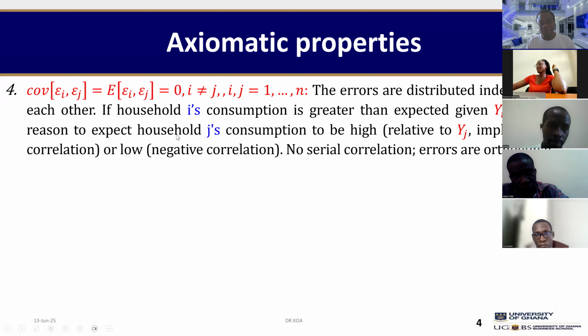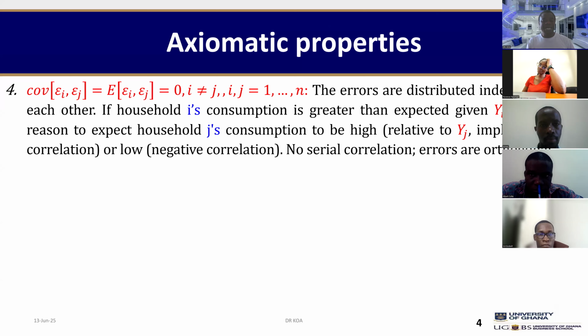It does. If a household's consumption is greater than that of the income, there is no reason to expect the household's consumption to be high relative to that of the income, okay, or low. In other words, this situation says that there is no serial correlation. In other words, the errors are orthogonal, which means that they are not correlated. Okay, there is no correlation between the errors. Now, why is that so?